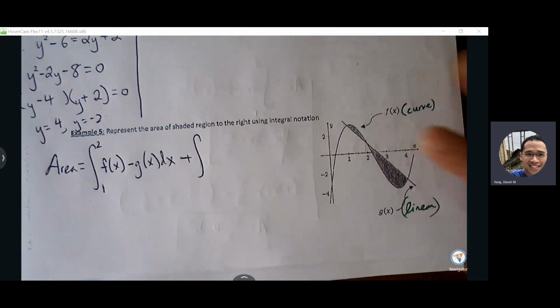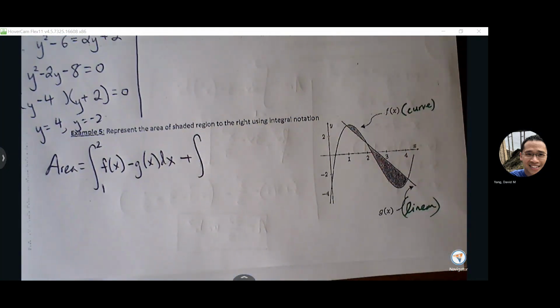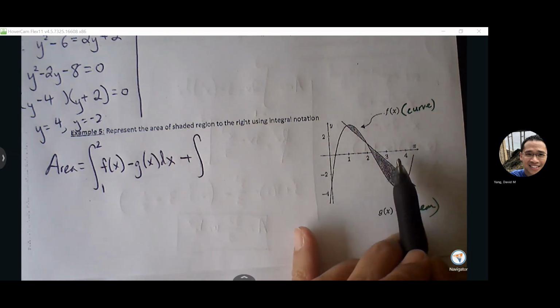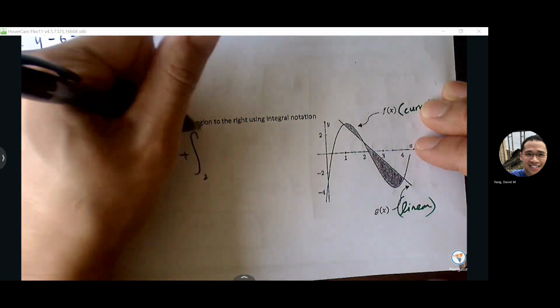But then we flip halfway through, and then the second region is from where to where? 2 to 4. Flip flops.